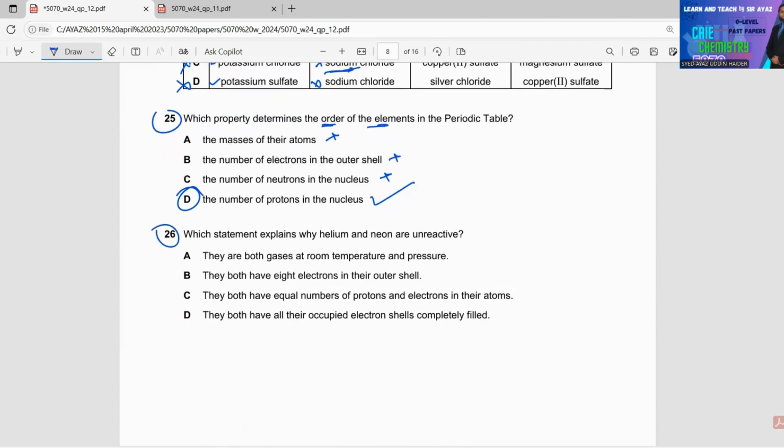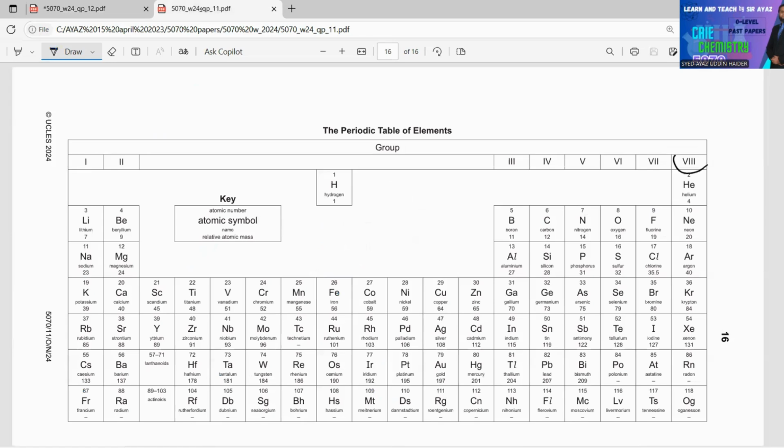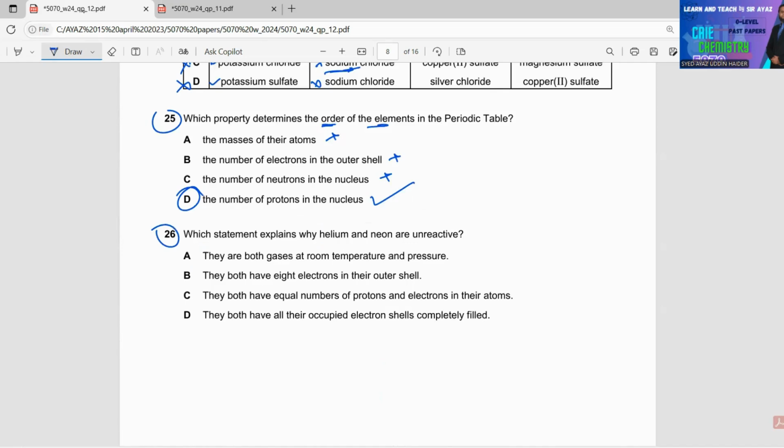MCQ number 26. Which statement explains why helium and neon are unreactive? Now, where are helium and neon? They are group 8 elements. Both of these are group 8 elements, and they are all unreactive. They have a complete valence shell or stable arrangement of electrons.